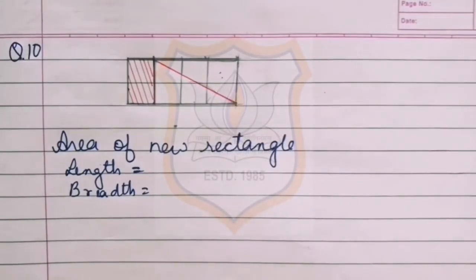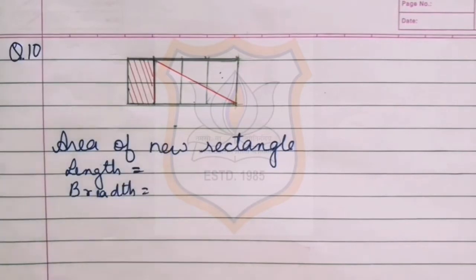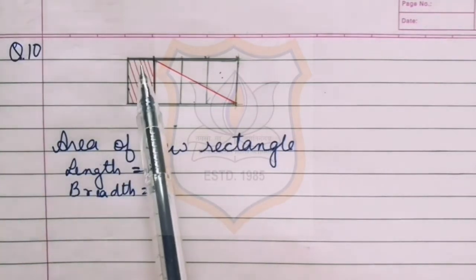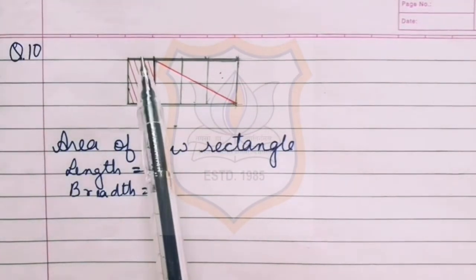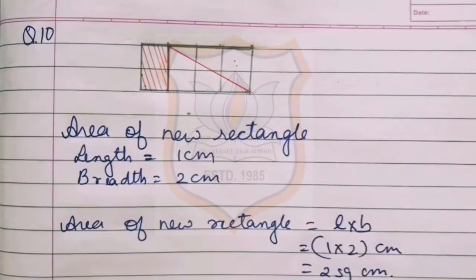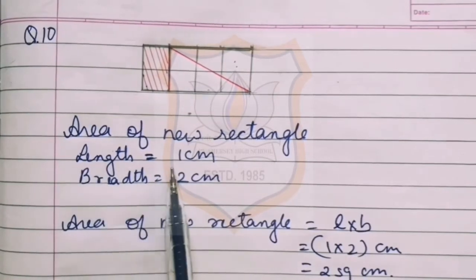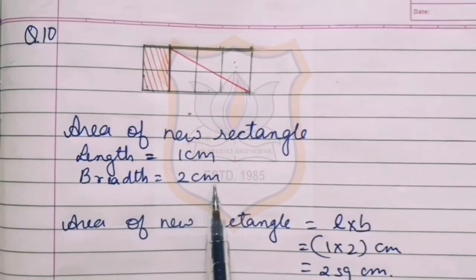Now we have to find out the area of the new rectangle, area of triangle 1 and area of triangle 2. Find out first the area of the new rectangle, which we formed by drawing a straight line. Here the length of the rectangle is 1 centimeter and breadth is 2 centimeter. Now area of new rectangle. Length is equal to 1 centimeter, breadth is equal to 2 centimeter.